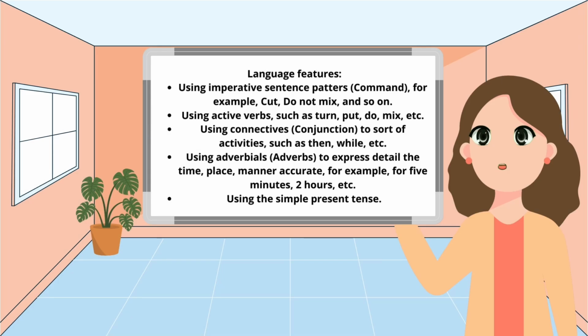And next, language features of procedure text. First, using imperative sentence patterns or commands, for example, cut, do not mix, and so on. Second, using active verbs such as turn, put, do, mix, etc. Third, using connectives or conjunctions to sort activities such as then, while, etc. Fourth, using adverbials or adverbs to express details of time, place, and manner accurately, for example, for 5 minutes, 2 hours, etc. And fifth, using the simple present tense.